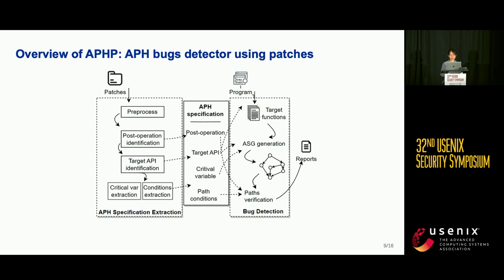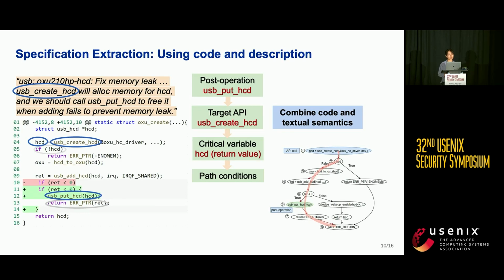Specifically, the first phase takes patches as input and extracts specifications from them. Each specification follows the format we defined before. The second phase further utilizes this specification for bug detection and reports potential bugs. Next, we continue with the example to explain how APHP works.